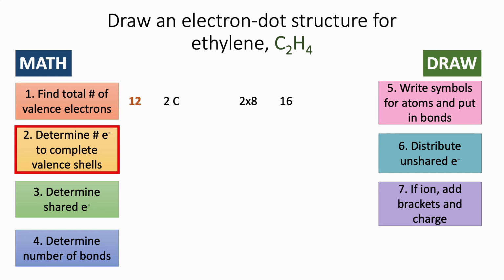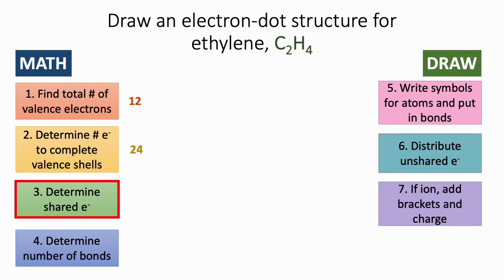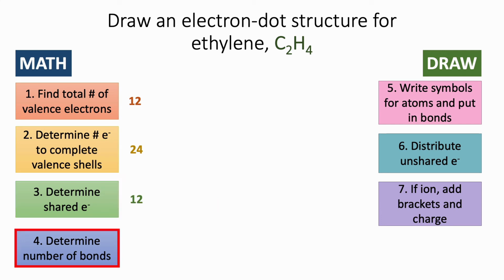Now we need to determine how many electrons we need to get everything to noble gas configuration. Here we have 2 carbons. Each of the carbons needs 8, so that means 16. We have 4 hydrogens. Each of the hydrogens needs 2, so that's 8. So that gives us a total of 24 electrons for number 2. Now that we have done that math, we can easily determine the shared electrons. We have 24 minus 12, so we have 12 shared electrons. And then that tells us that our number of bonds is going to be 12 divided by 2, or 6.